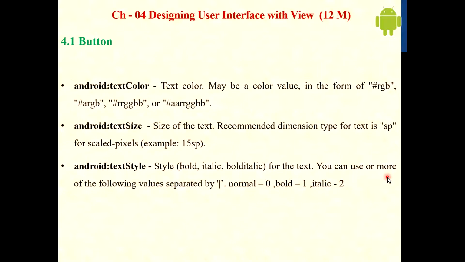You can use one or more of the following values separated by a pipe. Normally 0 is for normal text, 1 if you want to display text in bold, and 2 for italic. Okay, so these are the various attributes of button. There are many attributes, but we see only those attributes that we use generally in our program.